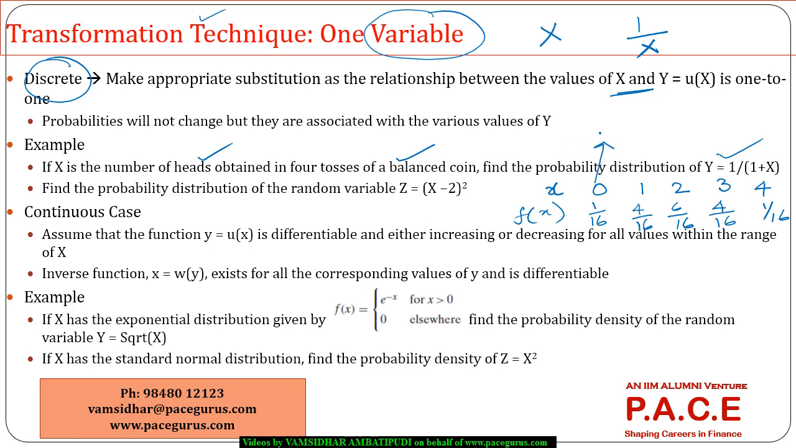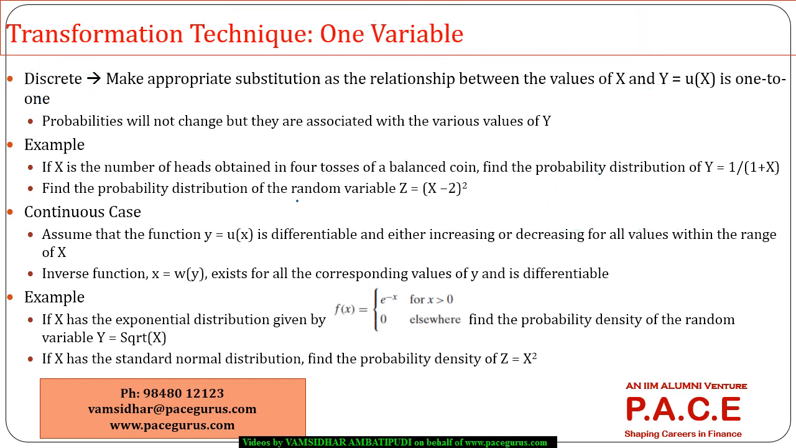When x is 0, 1 by 1 plus 0, which is 1. X is 1, 1 by 1 plus 1, which is half or 0.5. And this is becoming 1 by 3. This will become 1 by 4. This will become 1 by 5. But the probabilities will still remain the same. So in case of discrete, what we generally find is it's just a simple substitution. I am getting the distribution function associated with y straightforward, wherein I am substituting the values of x in the y to get the various other values of y.